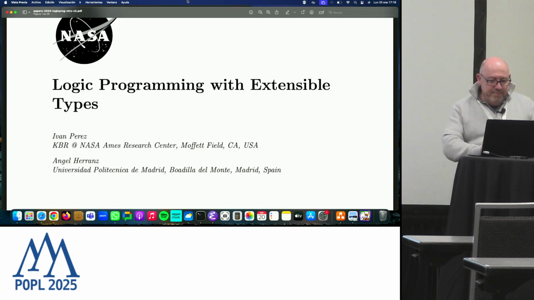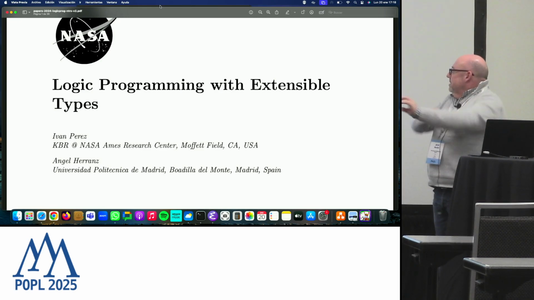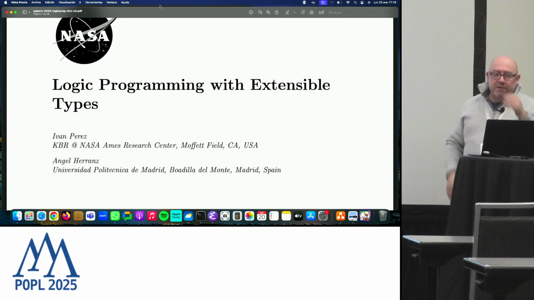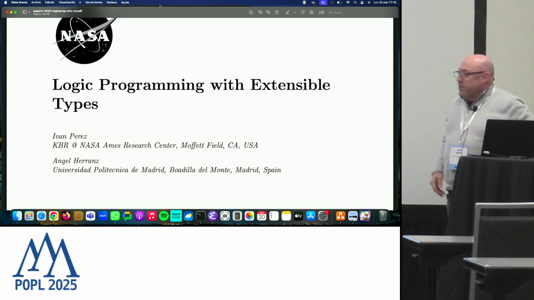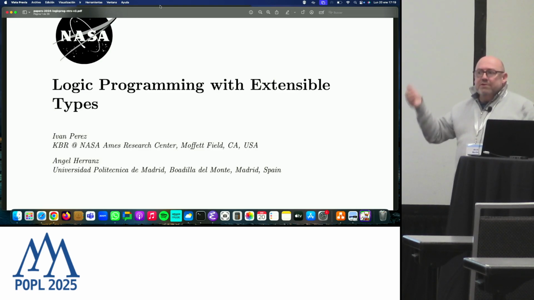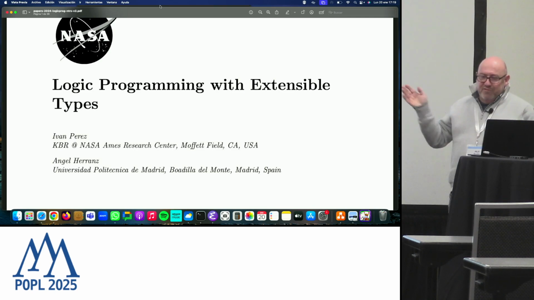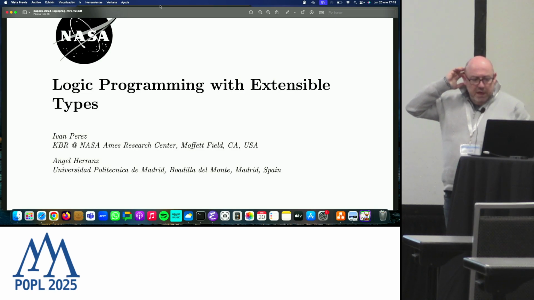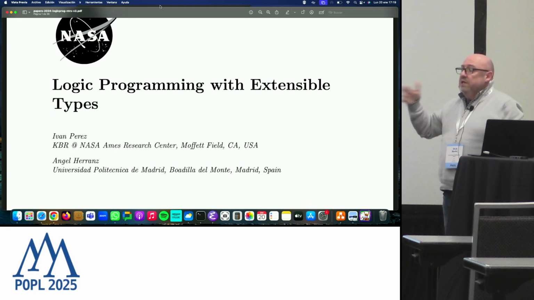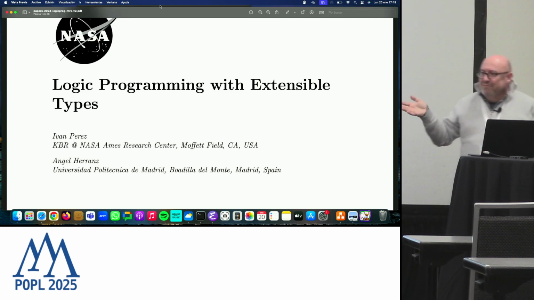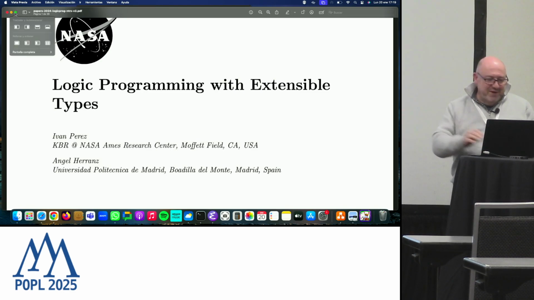Okay, so this is work by Perez, working at NASA Ames, and Ángel Herranz, who is one of the authors in my previous talk. Ángel couldn't be here, he has a lot of work in Madrid right now. So he asked me to present this because this is a good place, as you have seen, to discuss the connection between logic programming and functional programming, right?